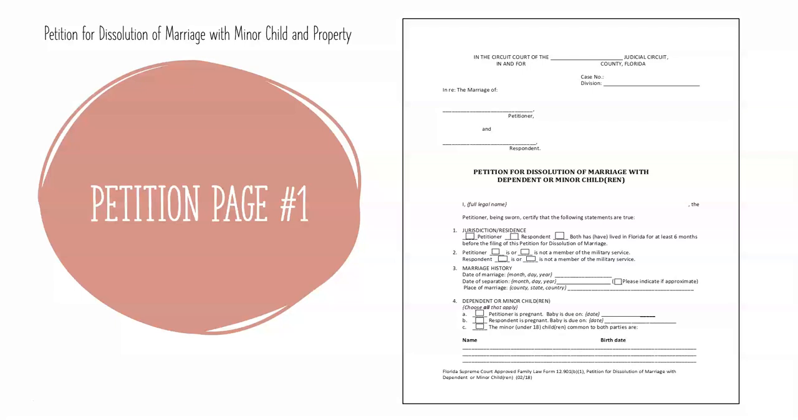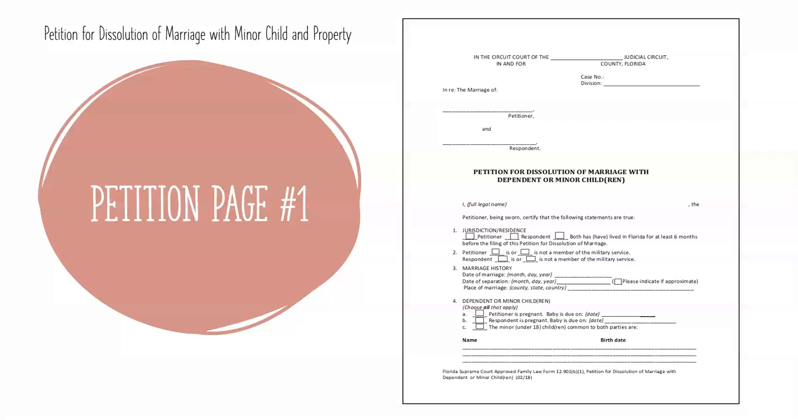3. Paragraph 1, residency requirement. Enter your full legal name as the petitioner. Check the box indicating that you, the petitioner, have lived in Florida for at least 6 months prior to filing the petition. 4. Paragraph 2, military status.